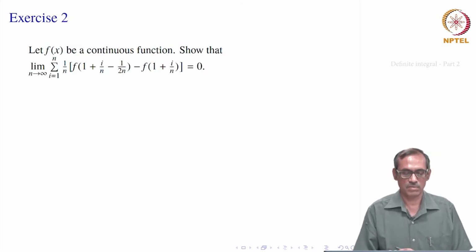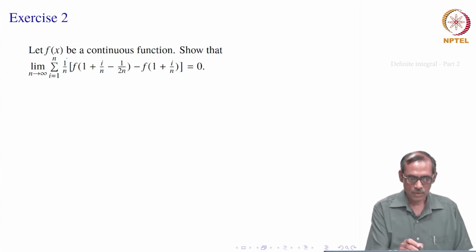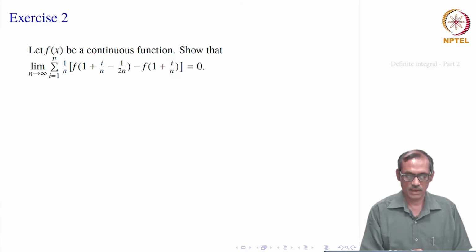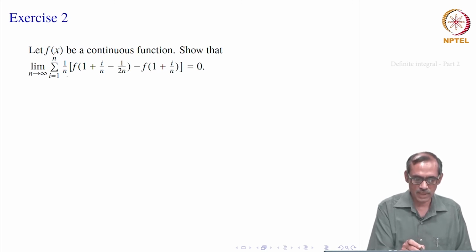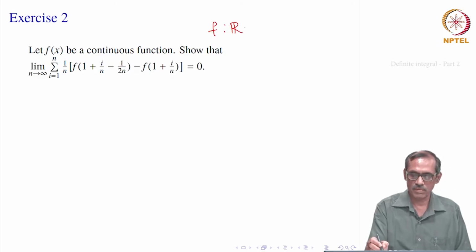Okay. So, let us go to the second problem. We have a function f of x which is continuous. Now, we have not been given the domain of f of x. It can be any domain; if nothing is given, we may think of f from R to R, or any convenient domain which will be required.